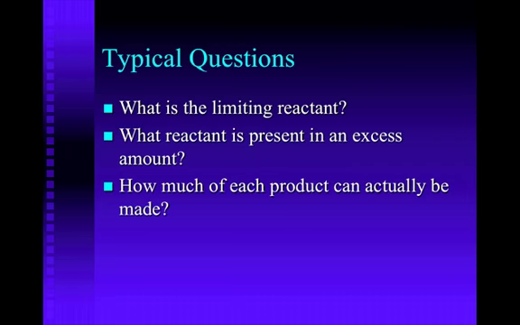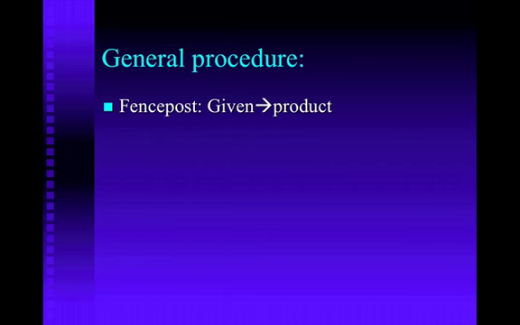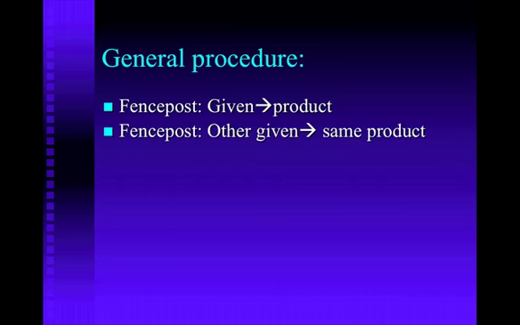There are 4 or 5 questions that are very typical in these problems. First, to identify the limiting reactant, to figure out what the excess reactant is, how much of each product can actually be made, and how much of the excess reactant is left over. General procedure for solving these problems, this is just one way to do it, there are others. I suggest you make a fence post from the given to a product. You can pick any product you like. Then make a second fence post from the other given to the same product.